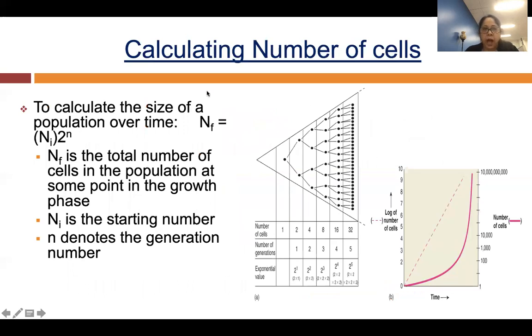So how do we actually calculate the number of cells? The size of a population, how are we going to calculate it? Let's say we started with 2 bacteria, and then after 1 hour or maybe after 2 hours, how many bacteria would be there? How are you going to calculate that? To do that, we have a formula. It is Nf equals Ni multiplied by 2 to the power n.